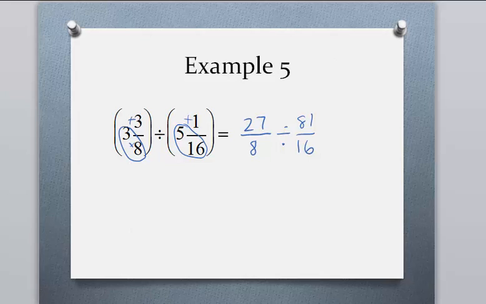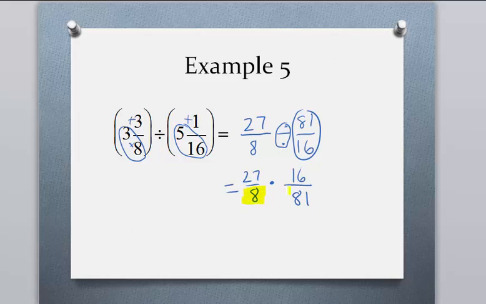That's the first step. Mixed numbers to improper fractions. Then I'm going to change my division into a multiplication. So 27/8 divided by 81/16. The 27/8 stays the same. The division sign becomes multiplication, and the fraction becomes its reciprocal. Okay, now I'm back to a multiplication problem. I could multiply right now, but when I look at 27 times 16, I think that's a big number I don't want to deal with. So I'm going to see if I can simplify anything.